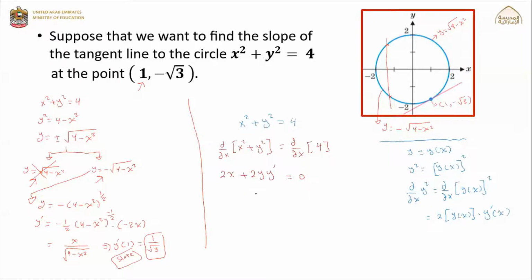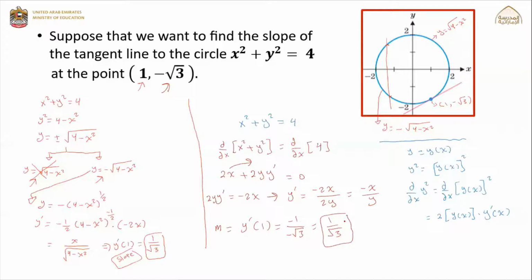Now it's easy to find y prime. 2y prime equals negative 2x. If I take 2x to the other side, I can write y prime as negative 2x over 2y. 2 with 2 cancels, so it's negative x over y. Now, what about the slope? The slope is the value of the derivative at x equal 1, so it's negative 1 over y. When x equal 1, y equals negative radical 3, so over negative radical 3, the final result is 1 over radical 3.